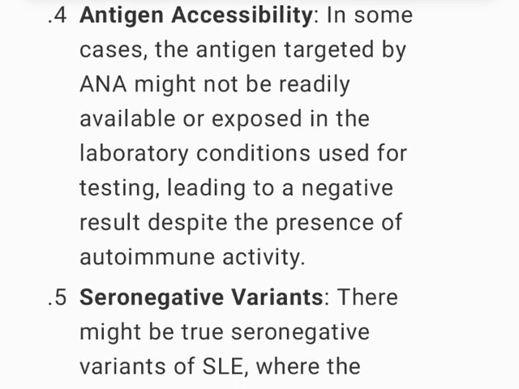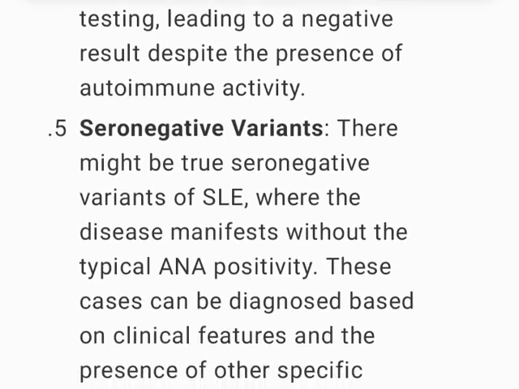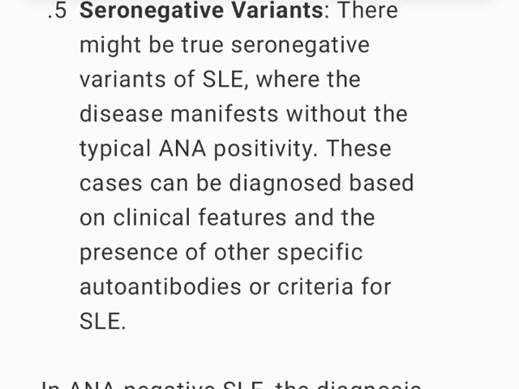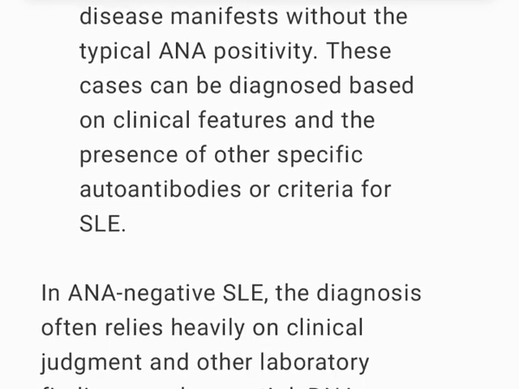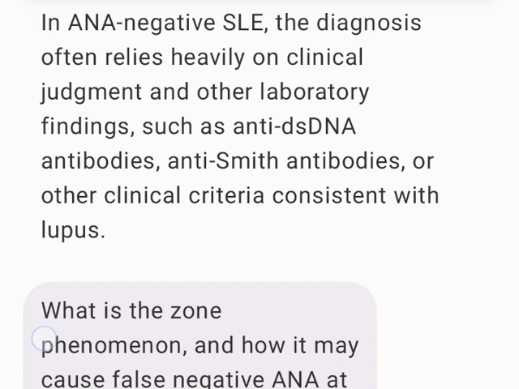4. Antigen accessibility. In some cases, the antigen targeted by ANA might not be readily available or exposed in the laboratory conditions used for testing, leading to a negative result despite the presence of autoimmune activity. 5. Seronegative variants. There might be true seronegative variants of SLE where the disease manifests without the typical ANA positivity. These cases can be diagnosed based on clinical features and the presence of other specific autoantibodies or criteria for SLE. In ANA negative SLE, the diagnosis often relies heavily on clinical judgment and other laboratory findings, such as anti-dsDNA antibodies, anti-Smith antibodies, or other clinical criteria consistent with lupus.